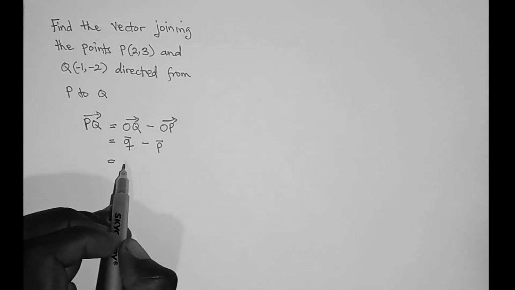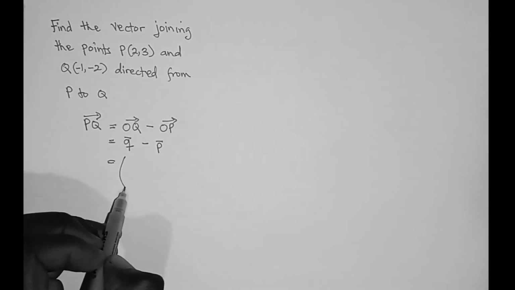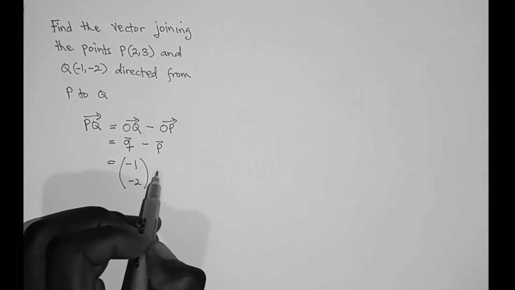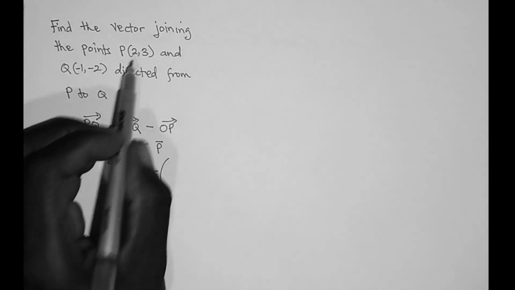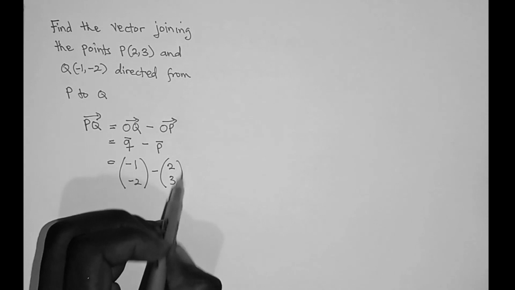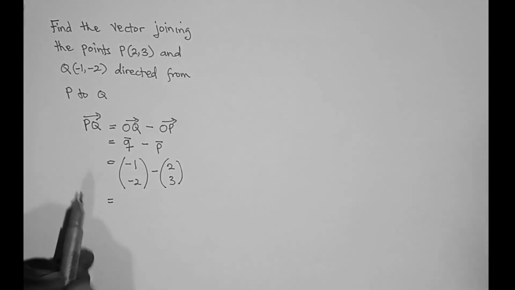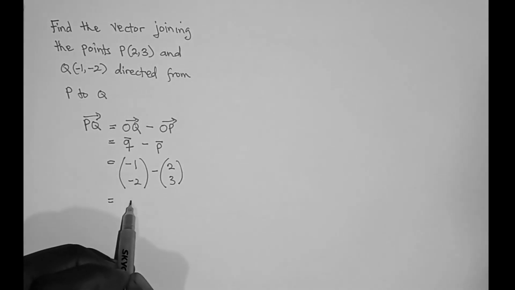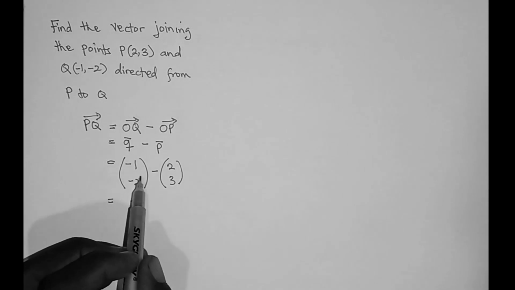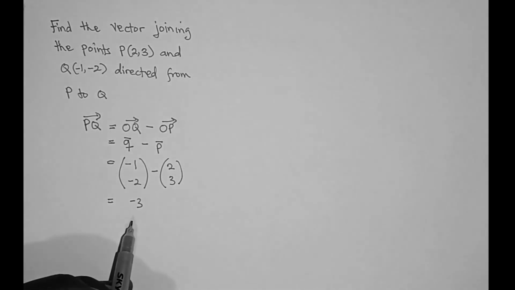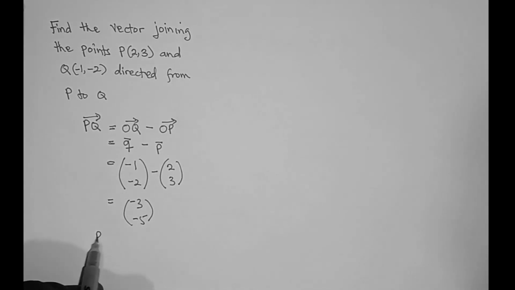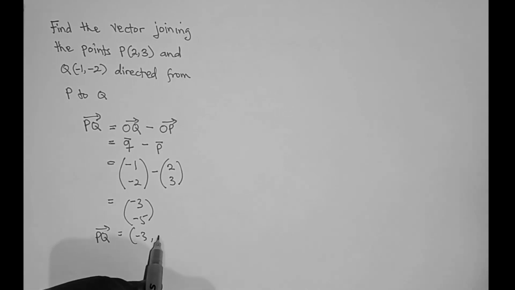And what is vector Q? Vector Q is the column vector (-1, -2), then minus vector P. Vector P is (2, 3). So this is equal to -1 minus 2 is -3. And -2 minus 3 is -5. And therefore, the vector PQ is equal to the column vector (-3, -5).